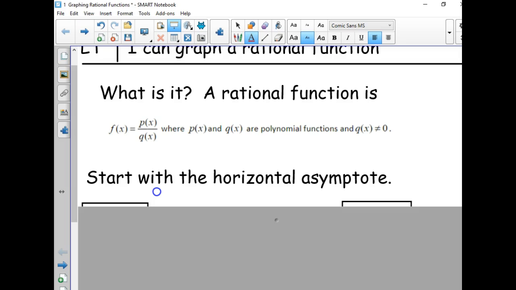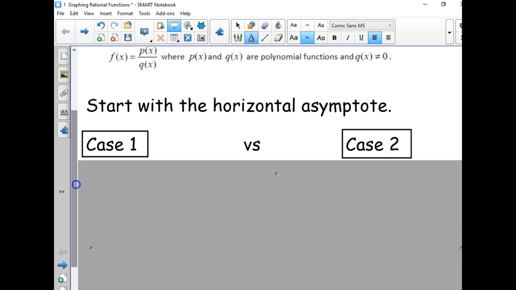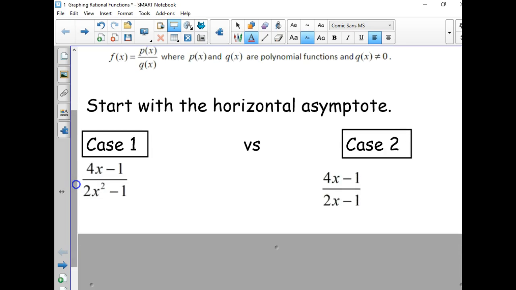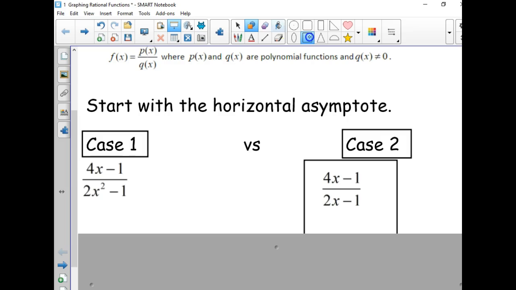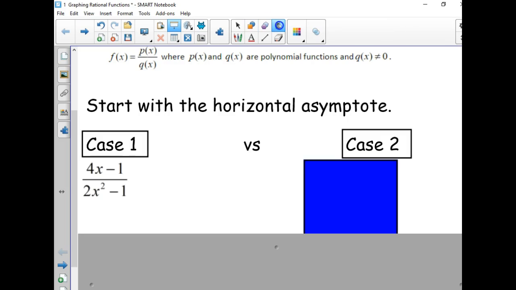And then we'll set it in action with an actual problem. So I want to talk about this horizontal asymptote, and there's 3 different cases that happen with the horizontal asymptote. The first one, let's talk about case 1. Give me a second. I'm going to hide case 2. Okay. Our first case is 4x minus 1 over 2x squared minus 1. So you can see we have a polynomial function in the numerator, and we have a polynomial function in the denominator.